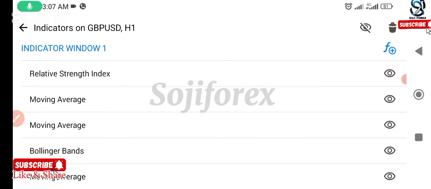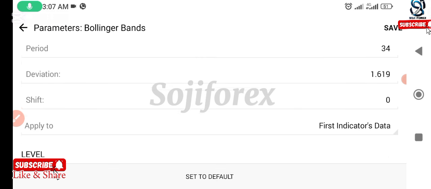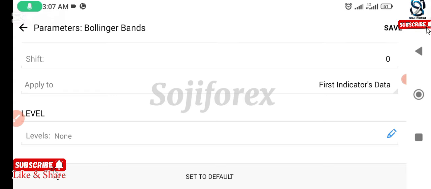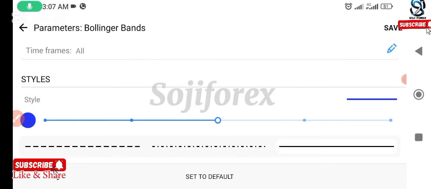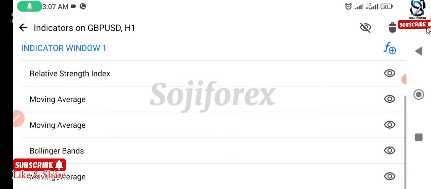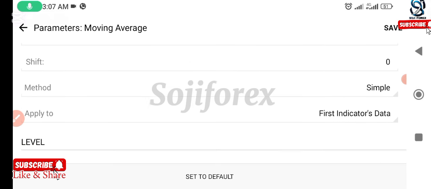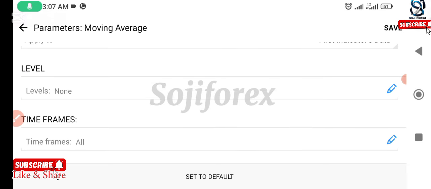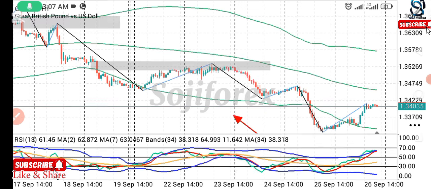And then the next is our Bollinger Band. The period is 34, deviation is 1.619. You apply to first indicator data. As you can see, the style is blue, so you follow suit and do the setting. The last but not the least is our moving average. The period is 34. Method is simple. You apply to first indicator data. If you've done that correctly, the color is good. Your chart should be looking exactly like mine.